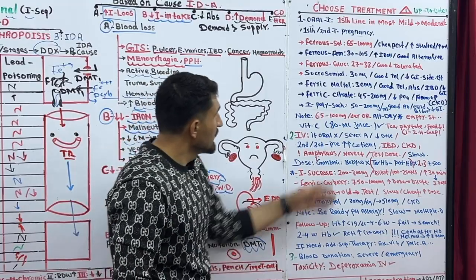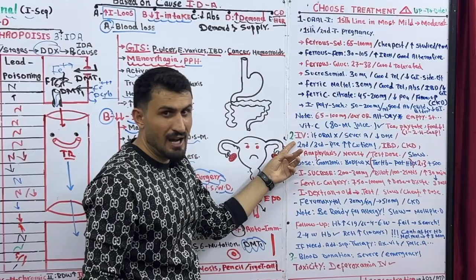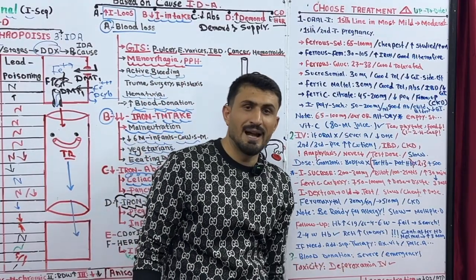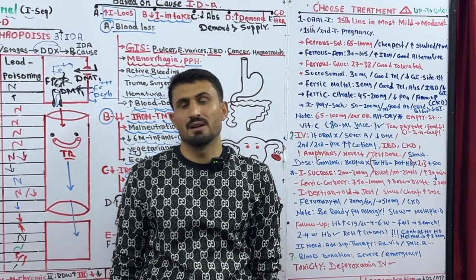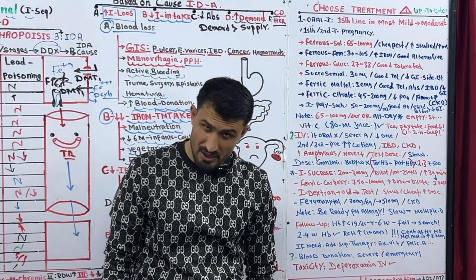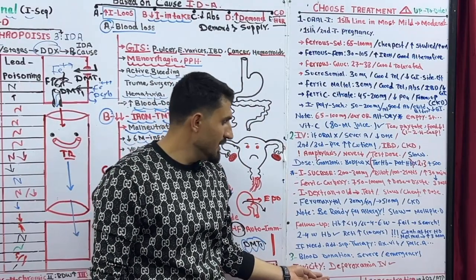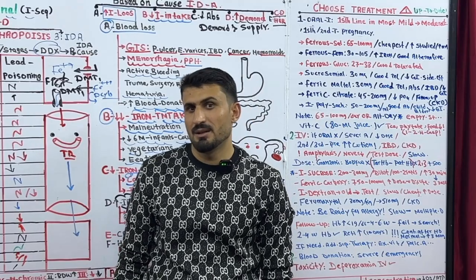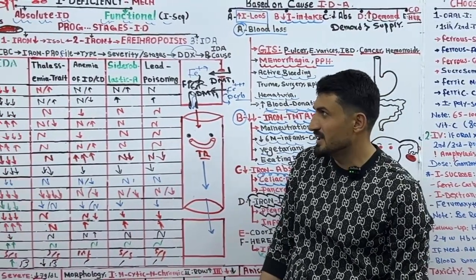Got it? So the first way to treat your patient is oral therapy. The second way is IV therapy. The third way is blood transfusion. This is for severe cases and emergency cases. Got it? In iron toxicity, there is a drug called deferoxamine, and it is used specifically in thalassemia. We'll talk about it during thalassemia.